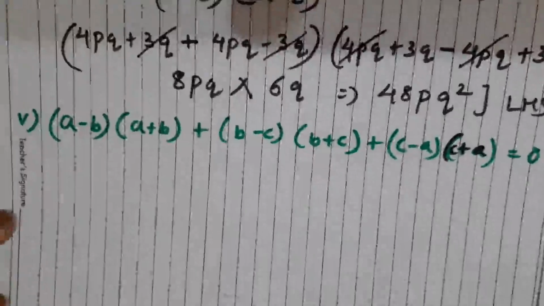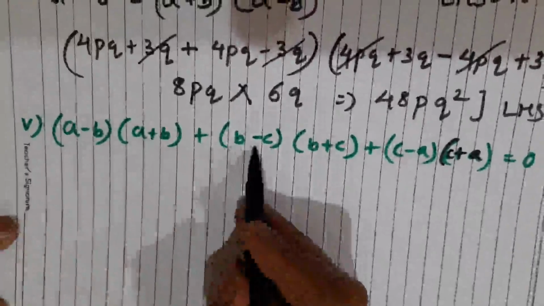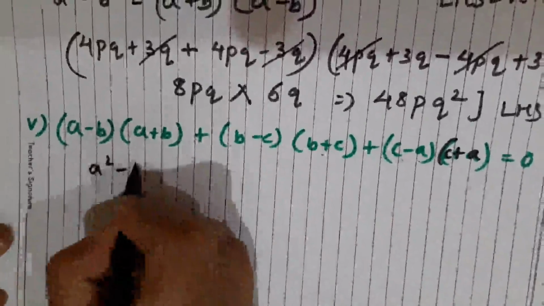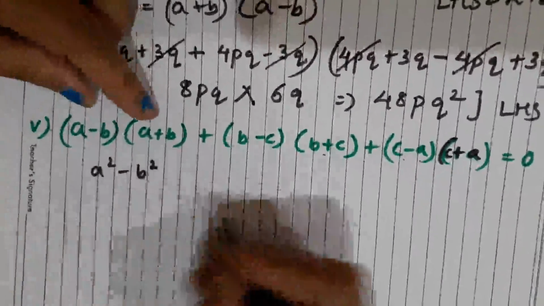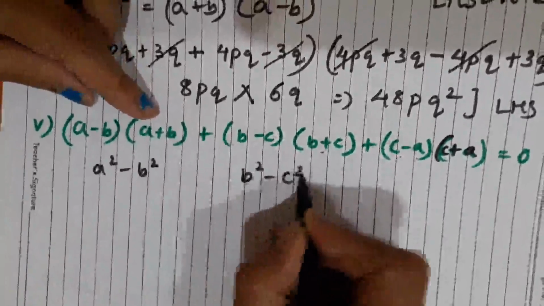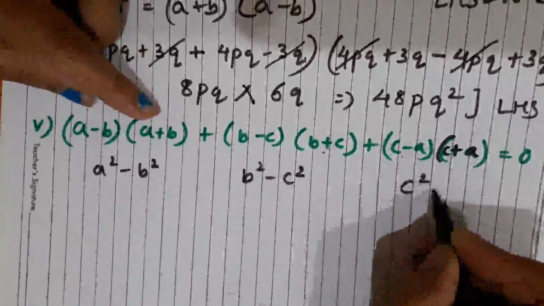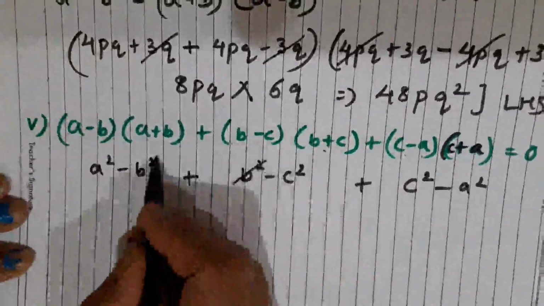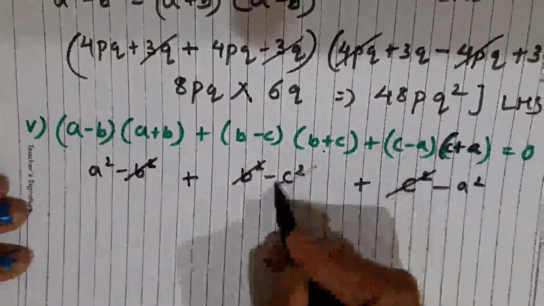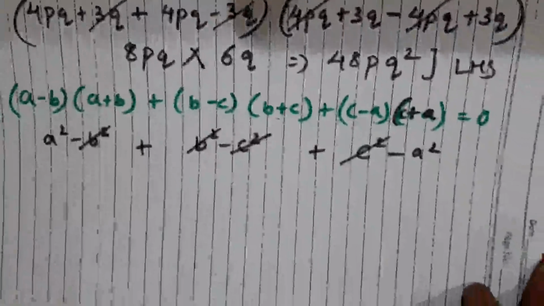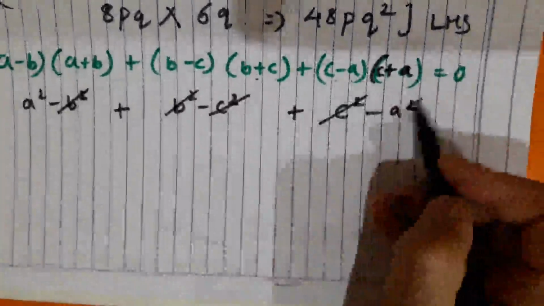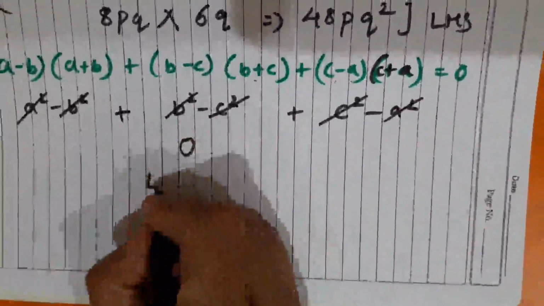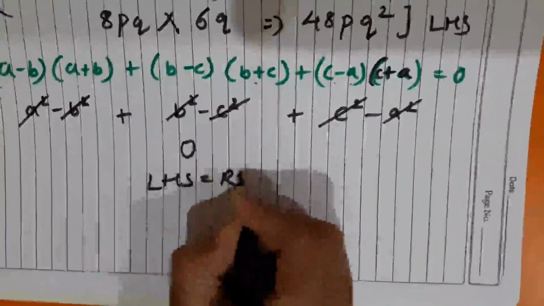Next part: a minus b, a plus b, b minus c, b plus c, c minus a, c plus a. So you can write a square minus b square, the formula is there. You can write b square minus c square, you can write c square minus a square, plus sign is there. So this b square cancels out each other, this c square cancels out each other, and this a square and this a square will cancel out each other. So you will get 0. It means left hand side is equal to right hand side.